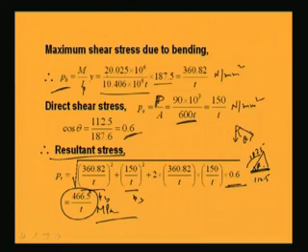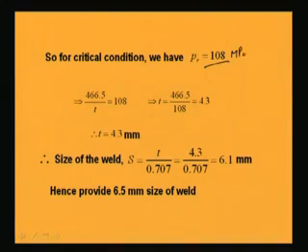So this is the resultant stress which is coming at point A and which is the maximum. Now for the critical condition, the maximum stress should be equal to 108 MPa. It should not exceed the limit of 108 MPa. So to develop maximum stress at that point, we can make the resultant stress equal to this, and from this I can find out T as 4.3 millimeter. So the throat thickness of the weld has been found as 4.3 millimeter.